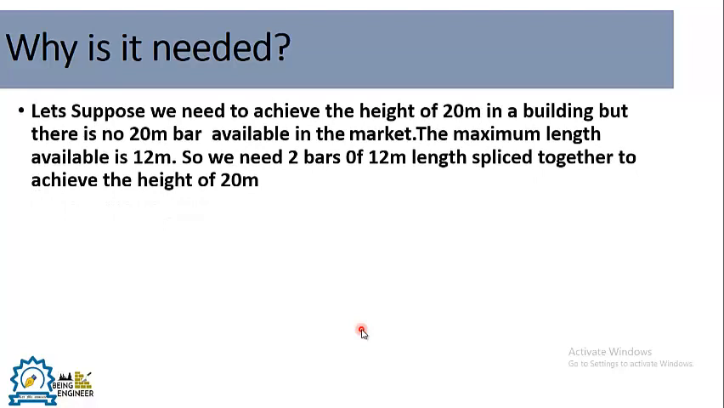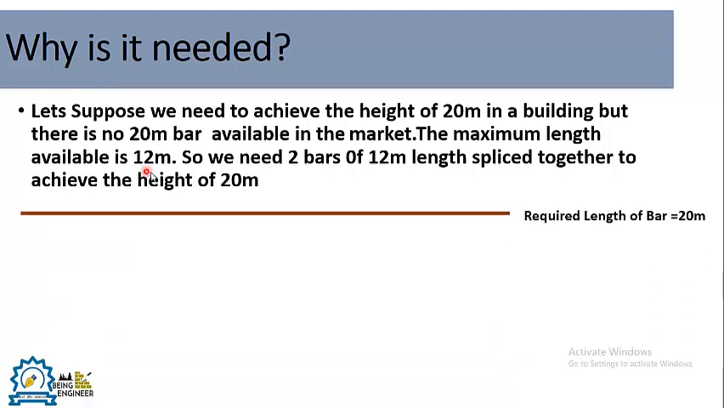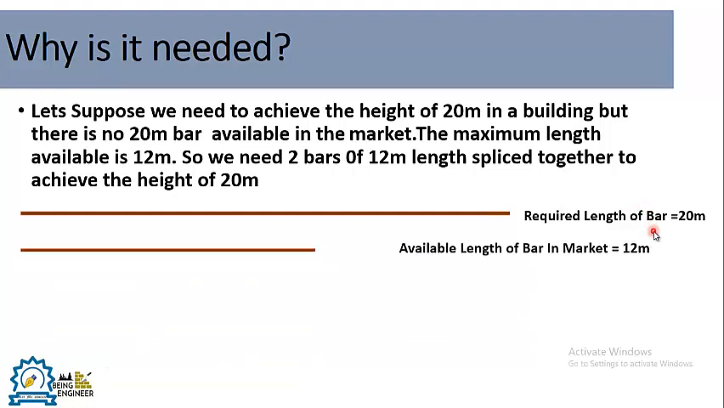Why is it needed? Why do we provide lapping? Let's suppose we need to achieve a height of 20 meters in a building, but there is no 20 meter bar available in the market. The maximum length available is 12 meters, so we need two bars of 12 meters spliced together to achieve the height of 20 meters. Let's suppose the required length of a bar is 20 meters for a structural member, but the available length of a bar in the market is 12 meters. So we need another bar of 12 meters to be spliced together to achieve the length of 20 meters.